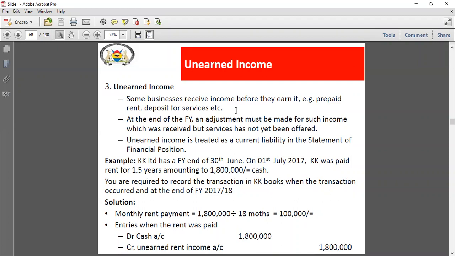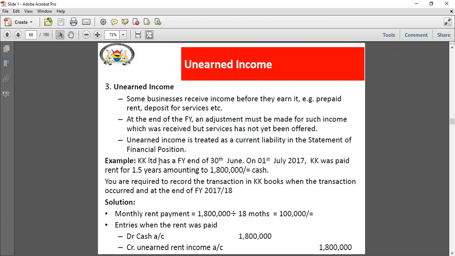You get it? Now, usually, of course, because customers pay in advance, just like we also pay in advance our expenses, you can also receive money from other people in advance. You get it? Now, at the end of the financial year, sometimes this income is still within the other income, and we have to exclude it. You get it? We have to exclude it and treat it as a current liability. Okay. So we have an example here.